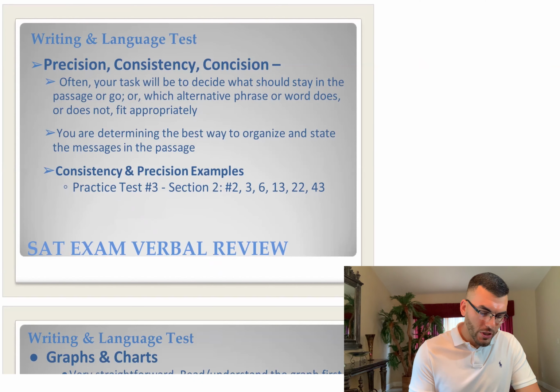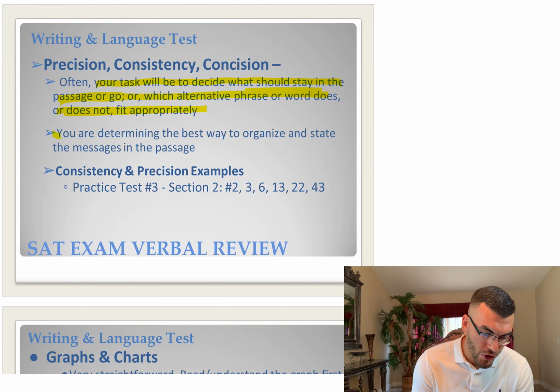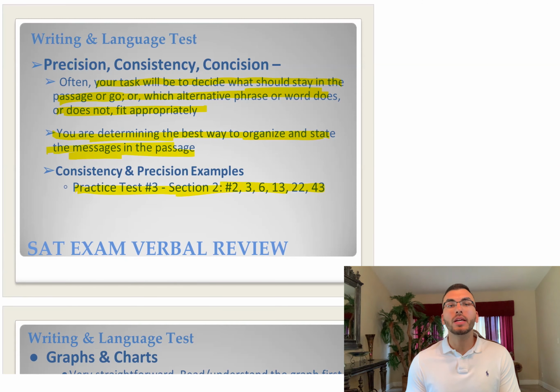So basically, with organization and structure, your task will be to decide what should stay in the passage or what should go, or which alternative phrase or word doesn't fit properly. Literally, the organization and the structure of the passage is in terms of sentence placement, word placement, the way it's written, things like that. You're having to decide and change accordingly. You're determining the best way to organize and state the messages in the passage. So let's go through the variety of organization and structure questions on practice test 3, section 2.